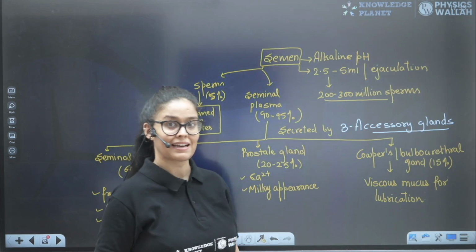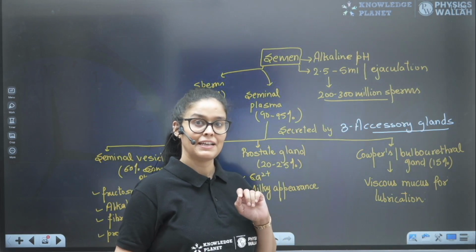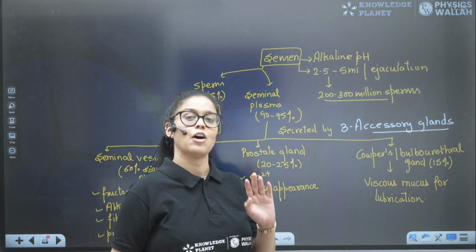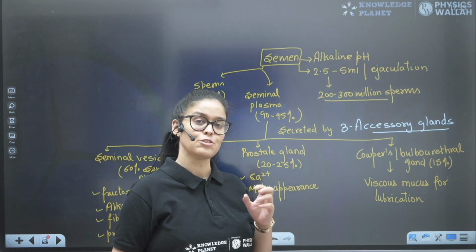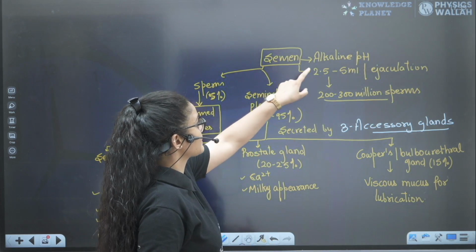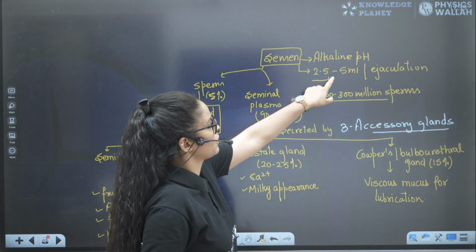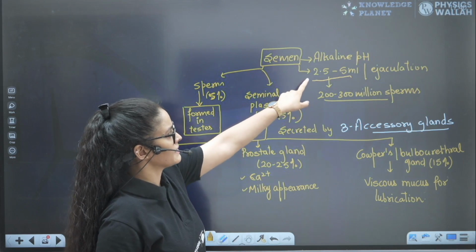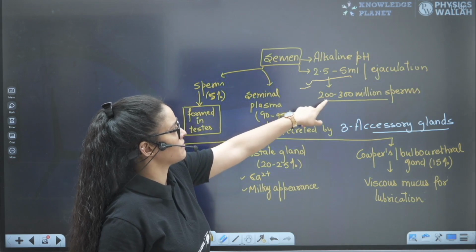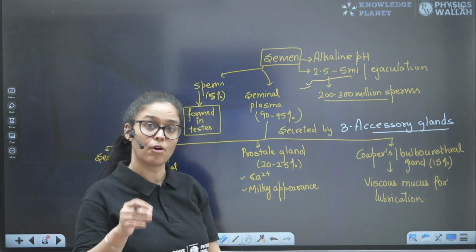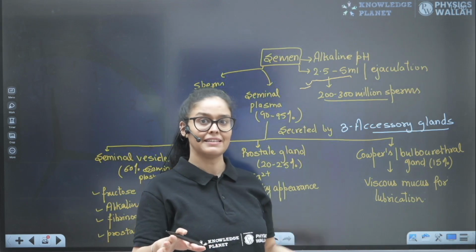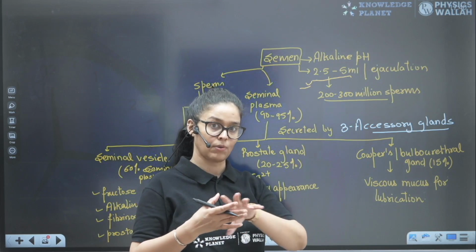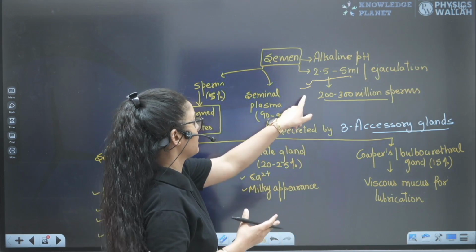But before I start that, let's discuss the semen. Semen is released from the male reproductive system via the urethral meatus. Semen has an alkaline pH, and 2.5 to 5 ml is released per ejaculation. This much ejaculate has 200 to 300 million sperm for normal fertility. You have to remember this value.